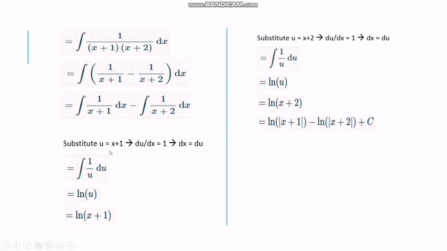The first step to evaluate the indefinite integral is to substitute u equals x plus 1, and then we get a standard integral which is ln u, and then we undo the substitution, which gives ln|x+1|. Now repeat the same step using u equals x plus 2. We get the same standard integral ln u, and then we undo the substitution to get ln|x+2|. Then combine both of them, and don't forget to add the constant of integration, which is c.